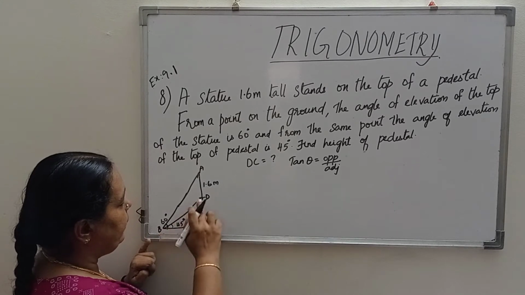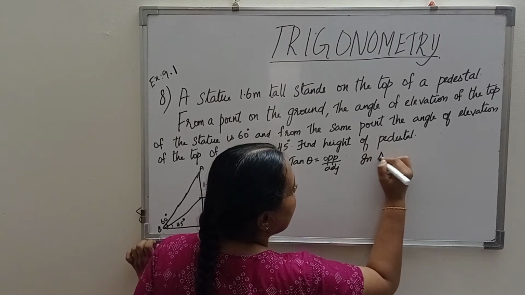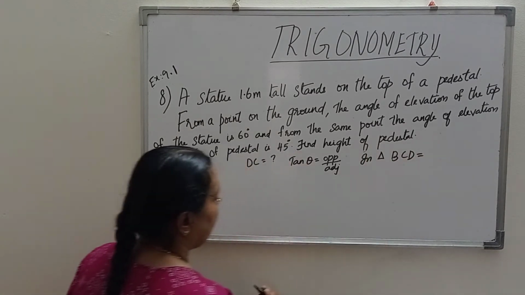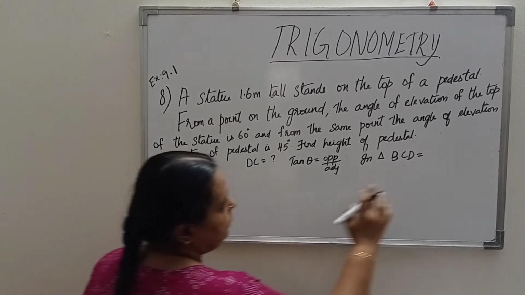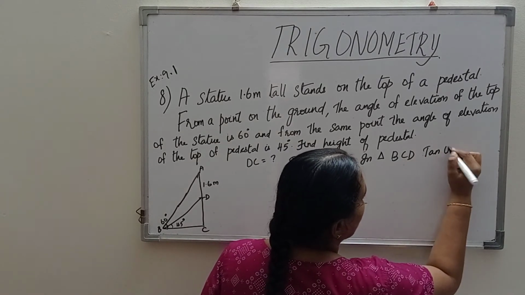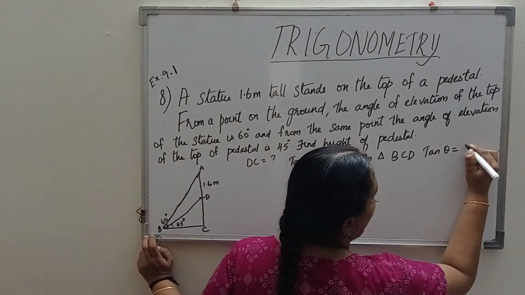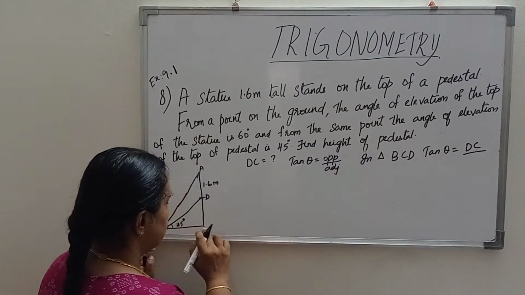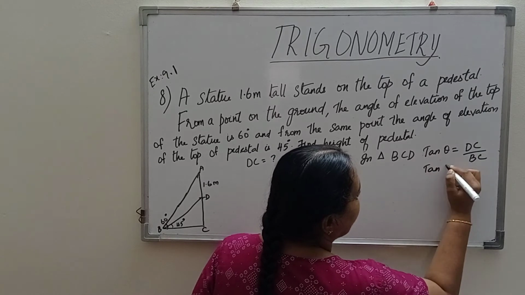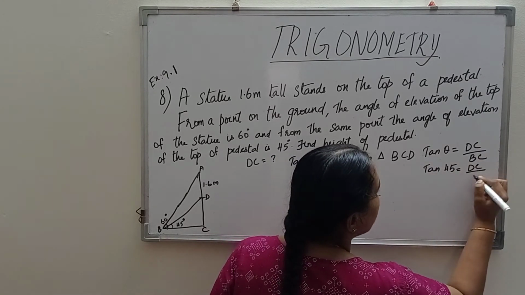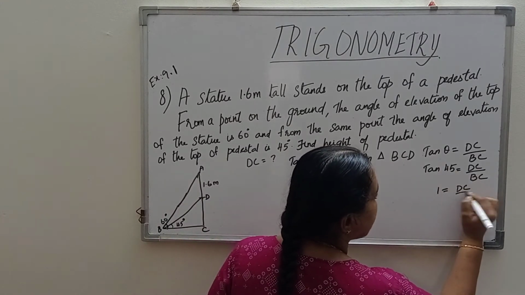So first let's consider the triangle BCD. In triangle BCD, tan theta is equal to opposite by adjacent. What is the opposite side here in triangle BCD? Opposite side is DC, and adjacent side is BC. Theta is 45 degree. So tan 45 is equal to DC by BC. What is the value of tan 45? It is 1. So 1 is equal to DC by BC.